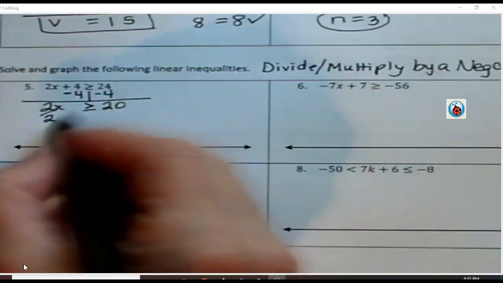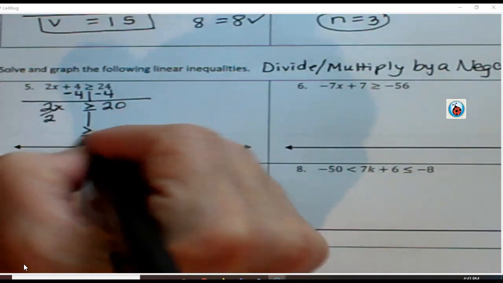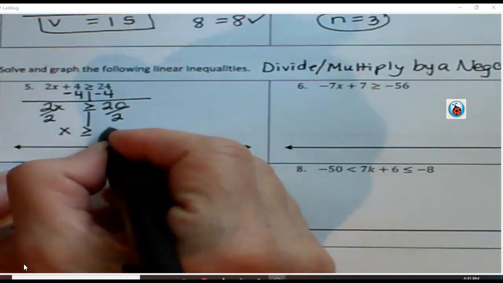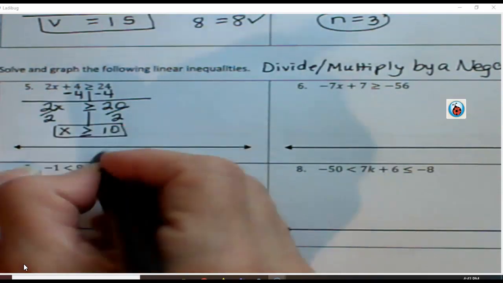Okay, so here I'm dividing by a positive, so I don't have to worry about that. I'm just going to bring my inequality down, and I get x is greater than or equal to 10. That right there is my answer, so I'm going to come over here to graph it.